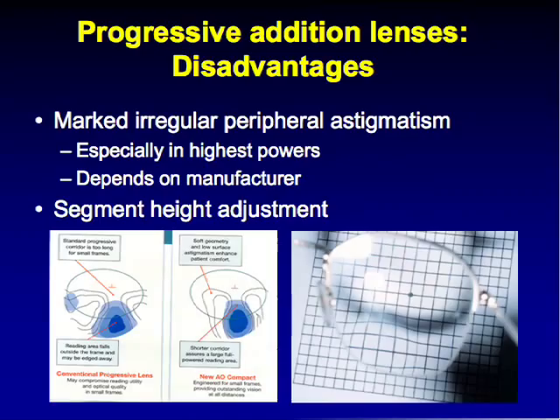The segment height is also difficult to adjust, and so if it's off by a little bit, either they've got to go too far down to get the power, or they're getting some of their near power when they're looking straight ahead.